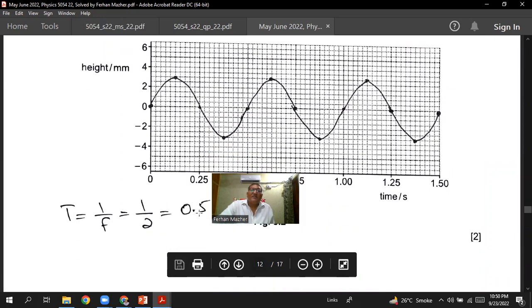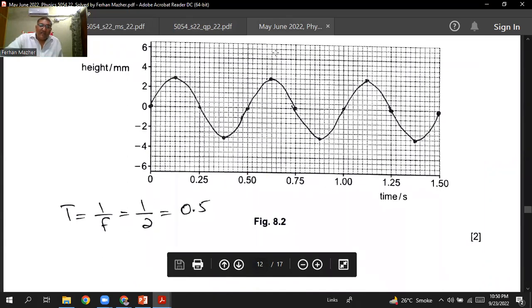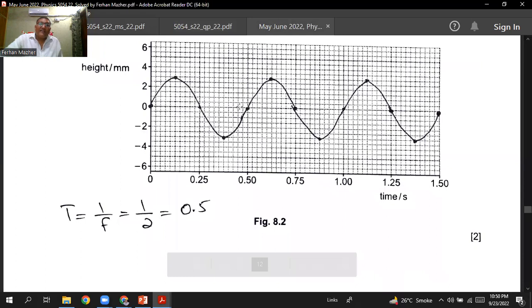So this wave will be completed in 0.5 seconds. In 0.5 seconds, one wave will be completed. From 0.5 to 1 second, another wave will be completed. From 1 second to 1.5 seconds, another wave will be completed. At 0, the amplitude is 0.